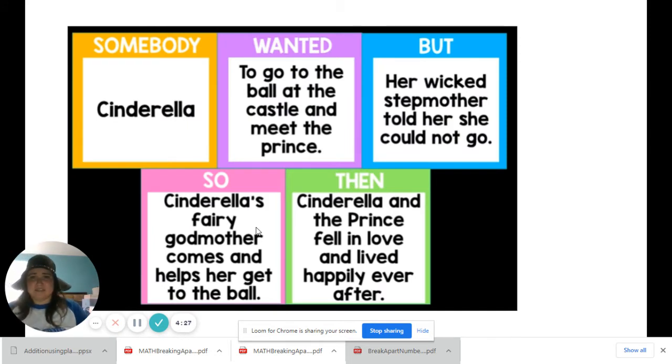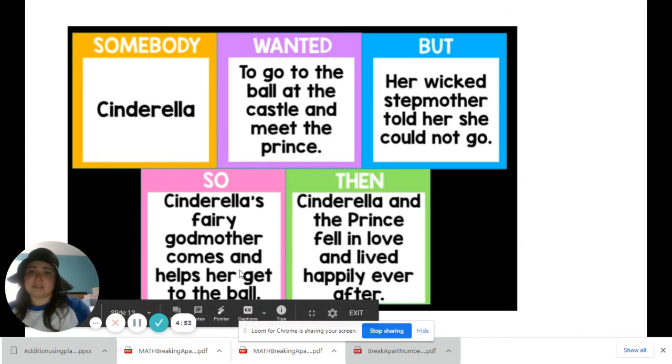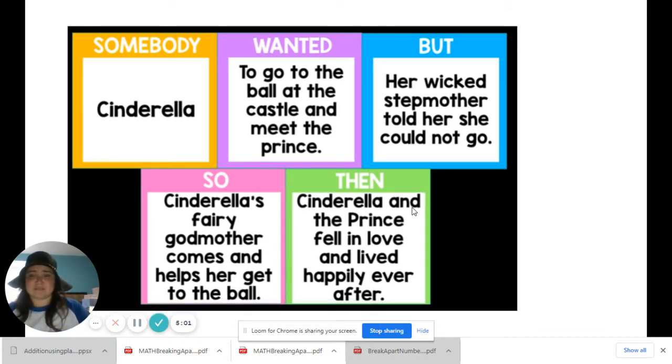Now we're going to retell it using the SWBST, which is somebody wanted, but so then. So Cinderella wanted to go to the ball at the castle and meet the prince. But her wicked stepmother told her she could not go. So Cinderella's fairy godmother comes and helps her get to the ball. Then Cinderella and the prince fell in love and lived happily ever after. So that is a short way to retell the story of Cinderella.